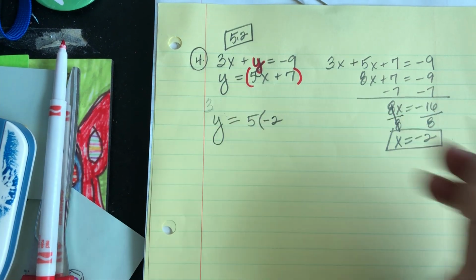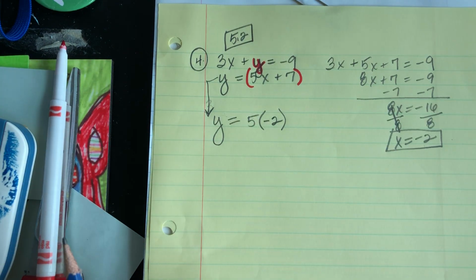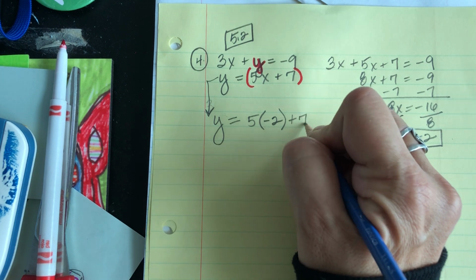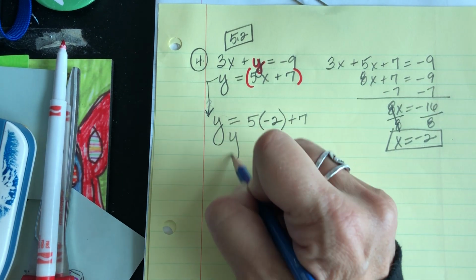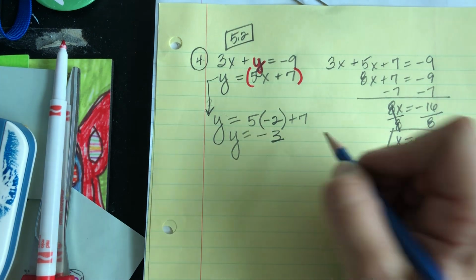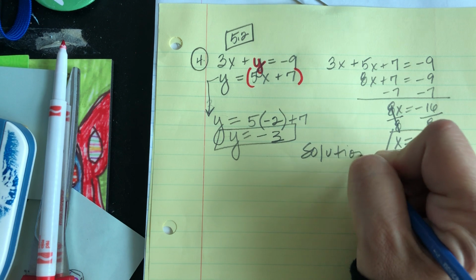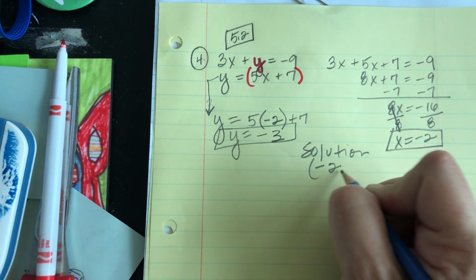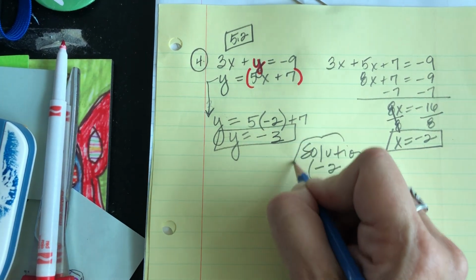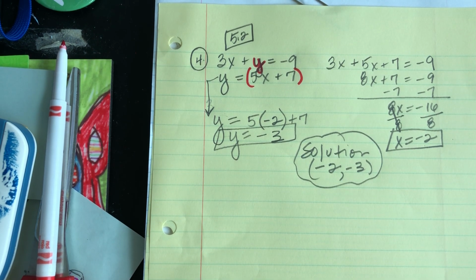I'm gonna plug this x of negative 2 back in. I'm gonna use this second equation. I need to figure out what y is. So 5 times negative 2 plus 7 is gonna give me y is negative 10 plus 7, y is negative 3. And again, I had shared this, but let's say that the solution to this system is that ordered pair, negative 2, negative 3. Make sure that you're showing me what that ordered pair is, finally.